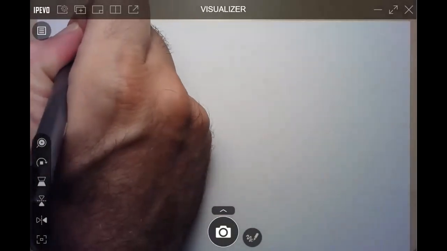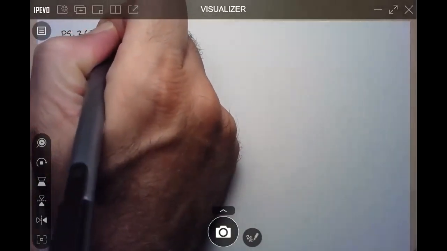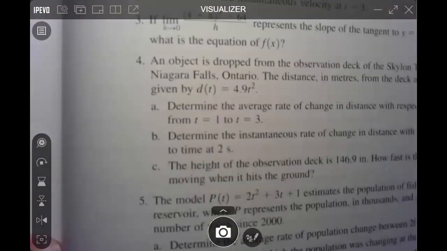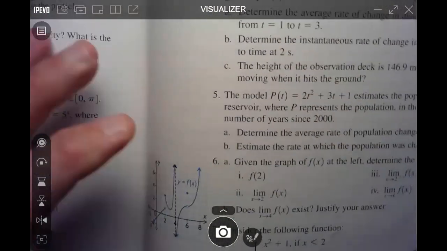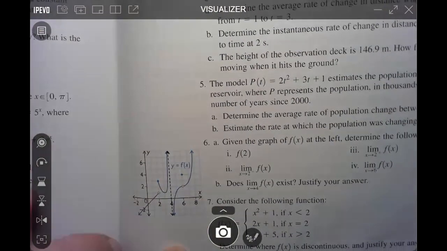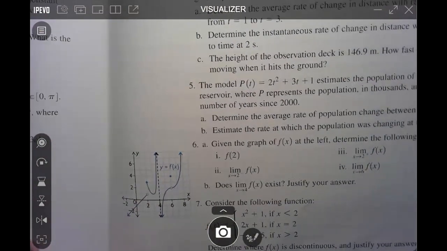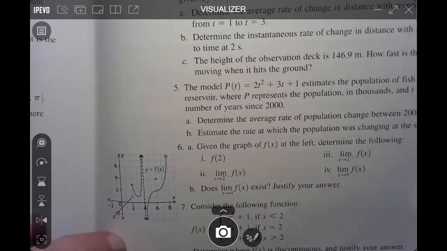All right, so like I said, I'm just going to go in order. So the first one I have here is page 267, number 6. Okay, so here I think we're going to have to look at it because we're looking at a graph. So it says, given the graph to the left, determine the following. So let's just kind of go through this real quickly here.